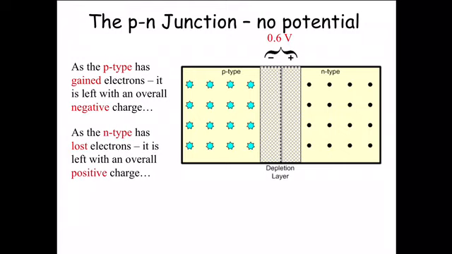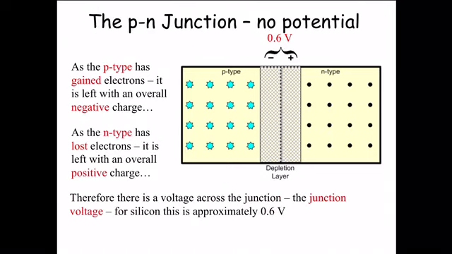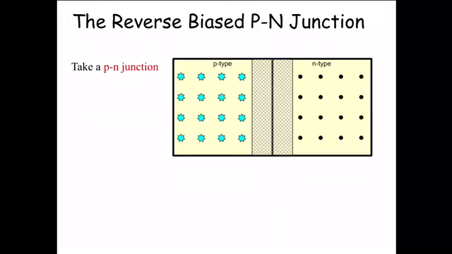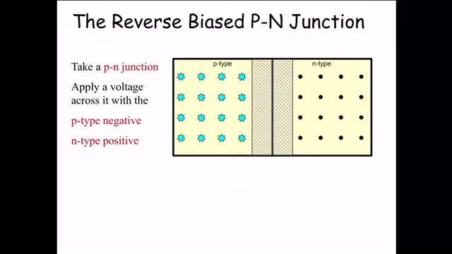Okay, just a word about the junction voltage. Now, in the depletion layer, there's a small voltage of 0.6 of a volt that has to be overcome before the thing conducts electricity. So in its natural state, without being wired up to anything, there's a 0.6 volt depletion layer.